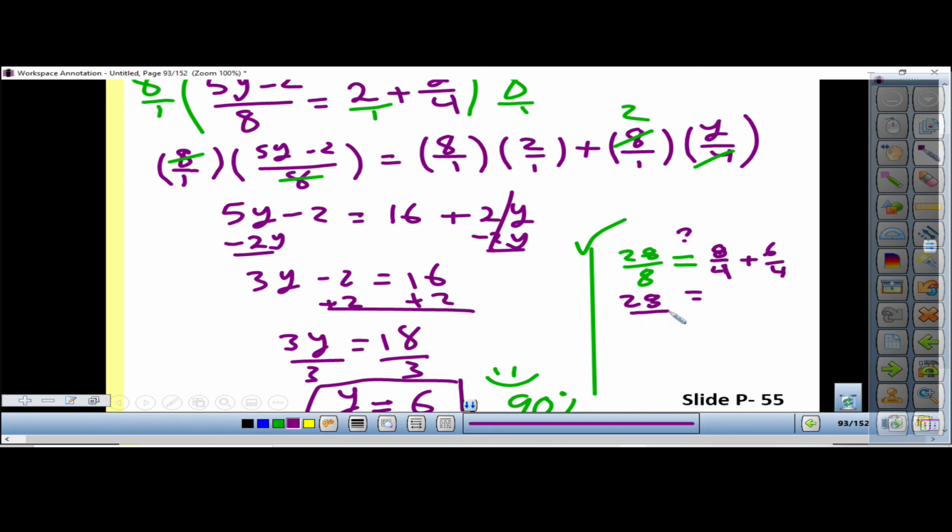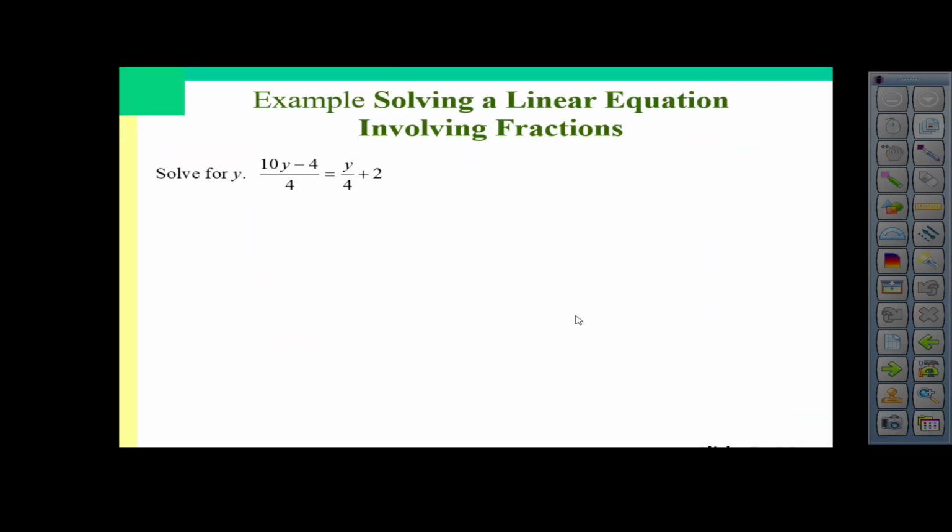Can you simplify 28 over 8? What would that give you guys? What's 28 over 8? It's 14 over 4. 14 over 4 equals 14 over 4. Yep, this solution works. Okay, so there should be no excuses for this thing here.